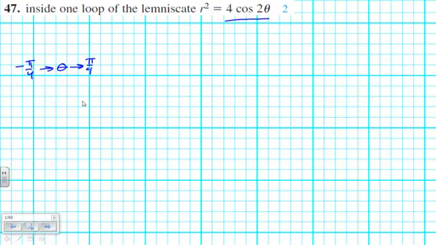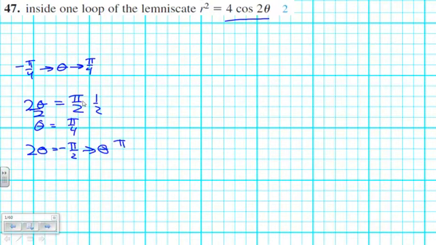Let's just see if that makes sense. I asked the question, what value of 2 theta gives me pi over 2? That place where cosine is 0. Oh, it happens when theta is indeed pi over 4. What's another value of 2 theta where cosine is 0, at negative pi over 2? And of course, this yields that theta is negative pi over 4. So indeed, I think if we went from negative pi over 4 to pi over 4, we're going to get one loop of this lemniscate.